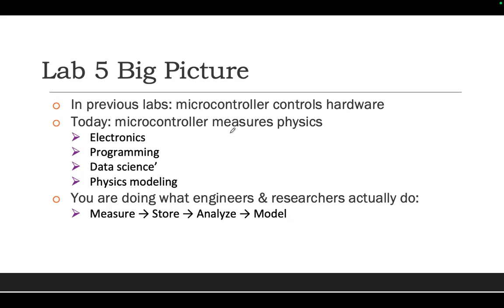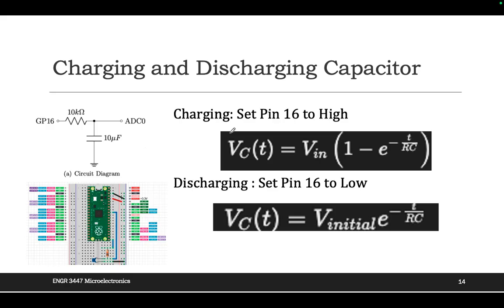And for lab 5, what you are doing is what engineers and researchers actually do. First, we measure, then store, analyze and model. Actually for lab 5, you just do what engineers or researchers do. Okay, any questions? Then let's talk about the charging and discharging of the capacitor again.